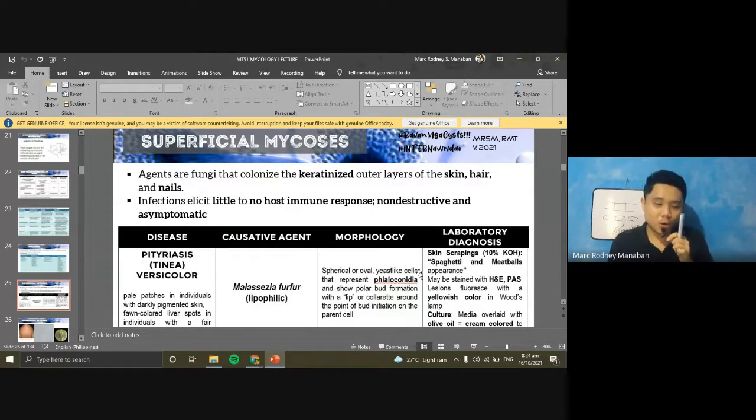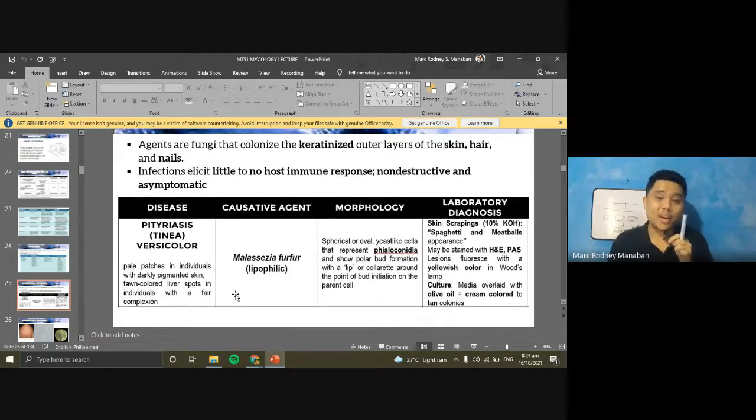Now, tinea versicolor, these are pale patches, no? Discolorations, patches in the skin. If you are dark skinned, usually they are pale patches. But if you're light skinned, you're white or light skinned, the color of the patches is fawn or light brown, all right? In individuals again with a fair complexion. And again, the causative agent is of course your Malassezia furfur.